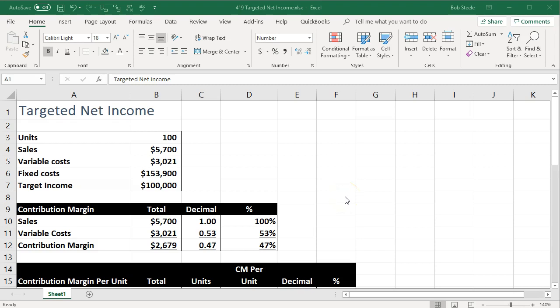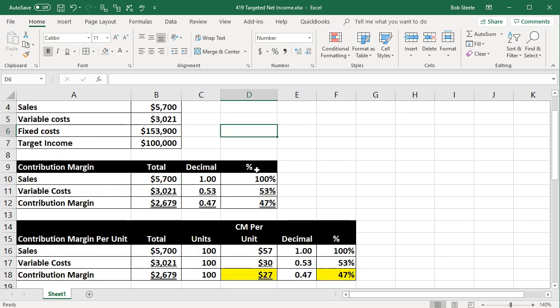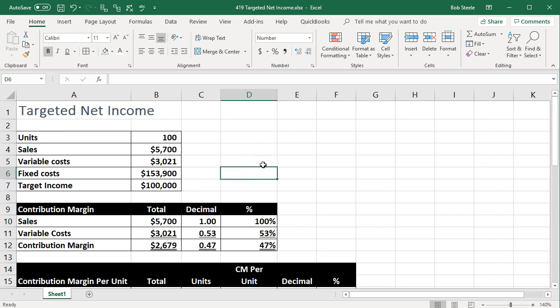In this presentation, we will calculate targeted net income. Our data is going to be up top. We're going to use the same worksheet that we've been working on to calculate the contribution margin per unit and the break-even amounts. We don't need to have all this information to calculate the targeted net income, but it's useful to see it because it's a similar type of calculation. All these things are related.